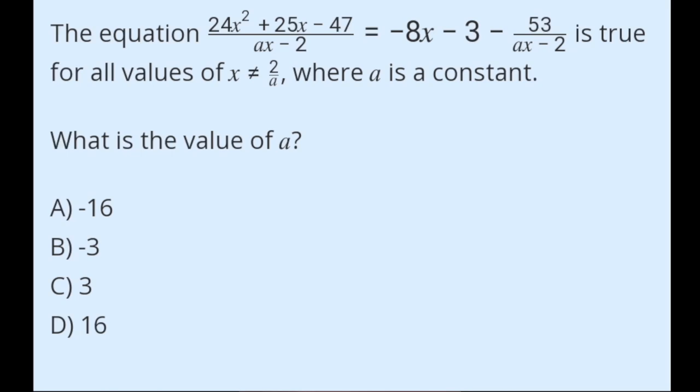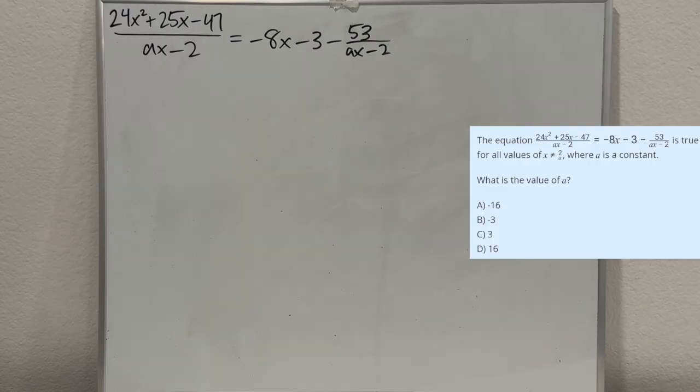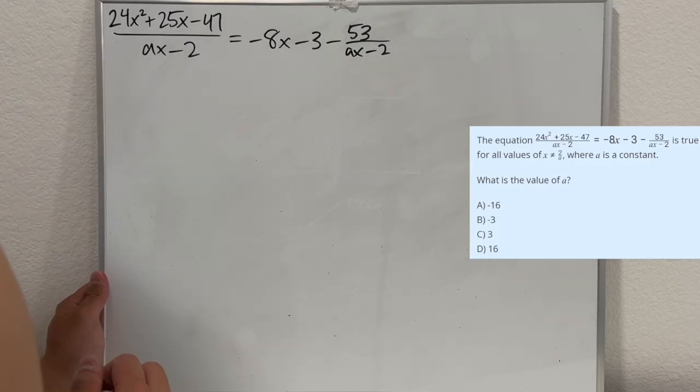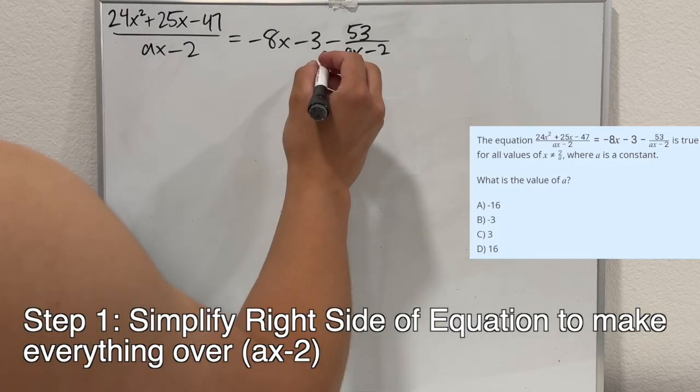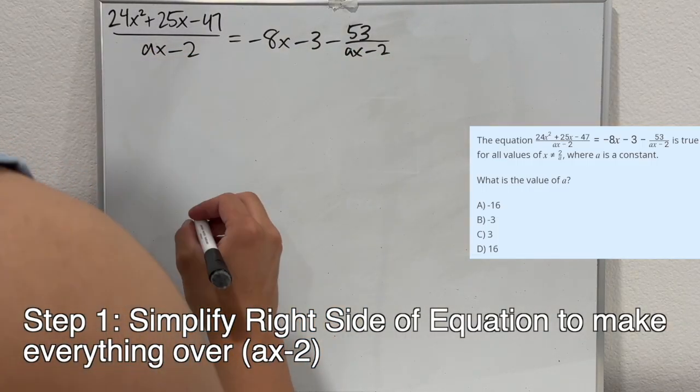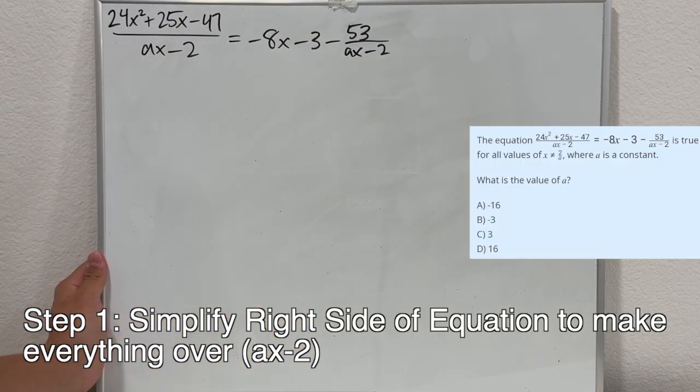This is a very hard SAT math question to help you get an 800 on the math section. So to solve for A, the first thing you have to do is make sure these terms and this term is combined. So how do we do this? We make everything over ax minus 2.